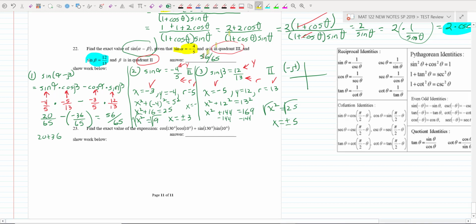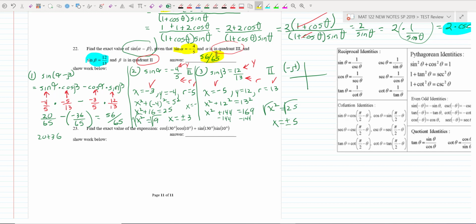This is a real good problem because it tests over lots of things. It tests your knowledge of the sum difference identities, quadrants, definitions of trig functions. There's a lot going on. It's a good exercise for that purpose.